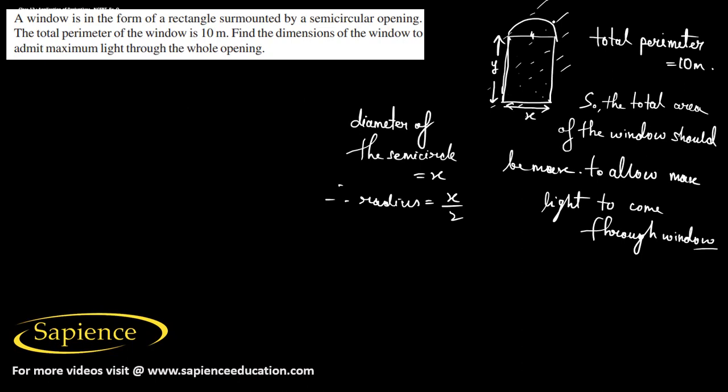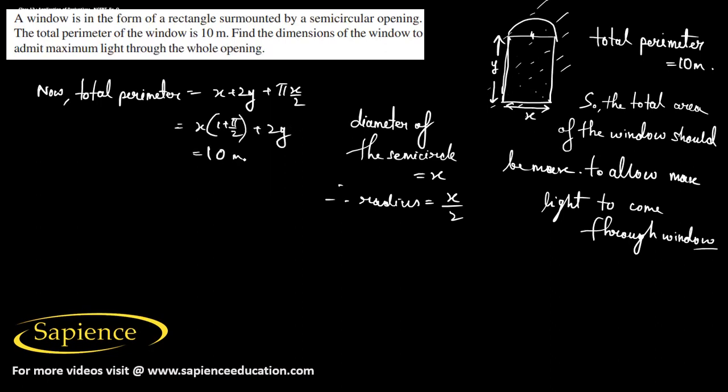So now we need to find the total area. It is given that the total perimeter of the window is 10 meters. How to find it? Actually, sorry, this is wrong. It will be x plus 2y plus, since a full circle has circumference 2 pi r but this is a semicircle, it is pi r. So it will be pi into x by 2. So it is x into 1 plus pi by 2, plus 2y. So that is given as 10 meters.